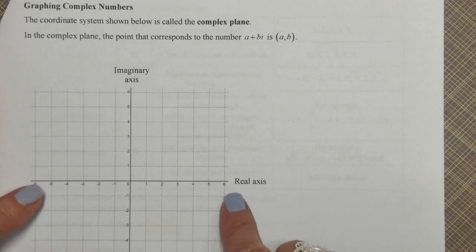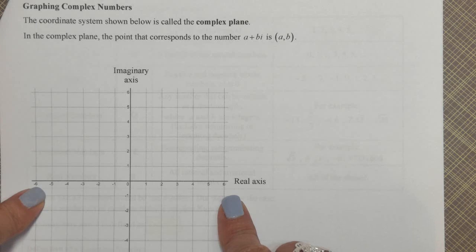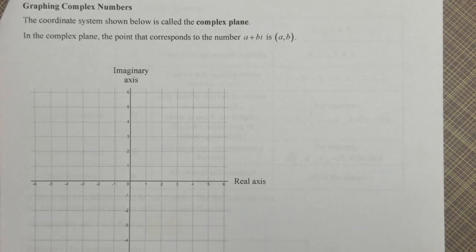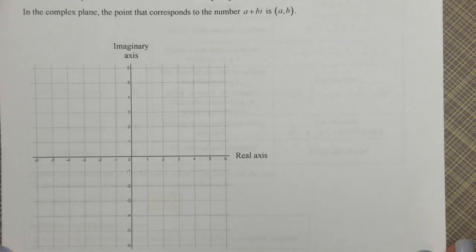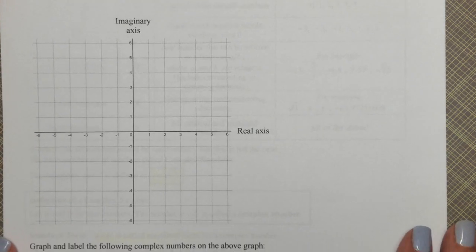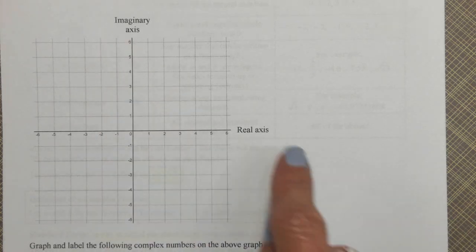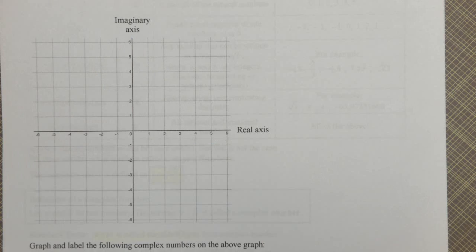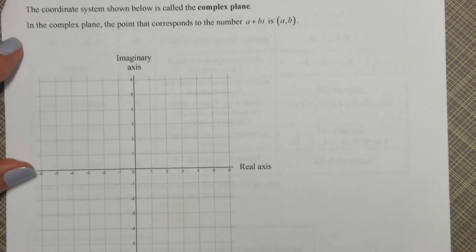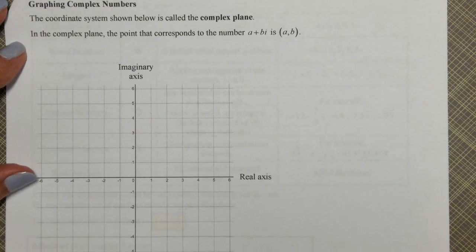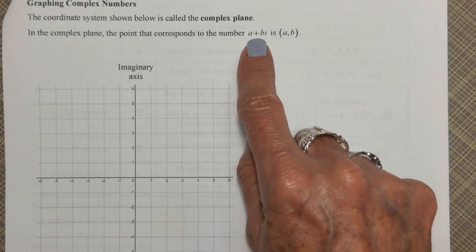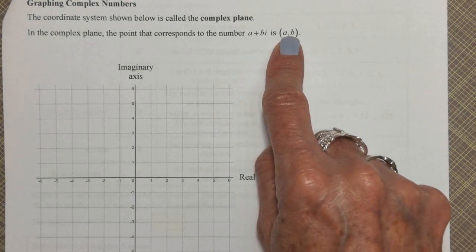Graphing complex numbers. The coordinate system below is called the complex plane. It looks a lot like your Cartesian plane, what you're used to in the real number plane. The only thing that changes are your axes. It's no longer the x and the y axis. It's the real and imaginary axis. In the complex plane, the point that corresponds to this number is the point (a, b).